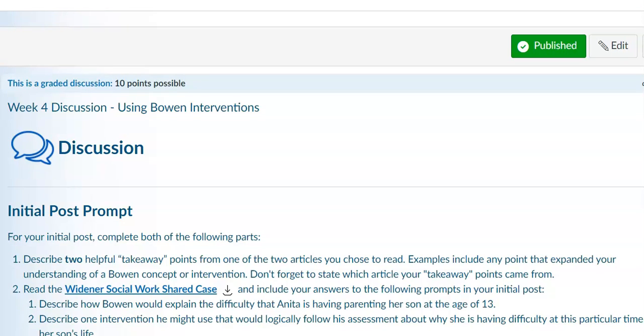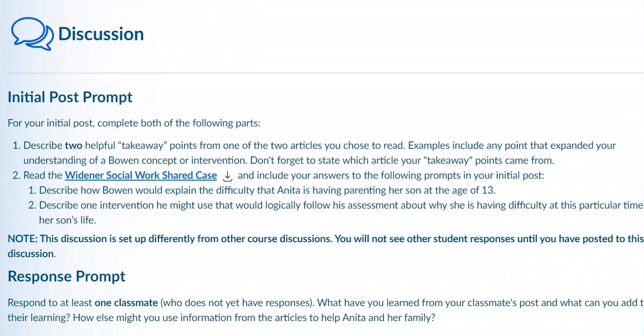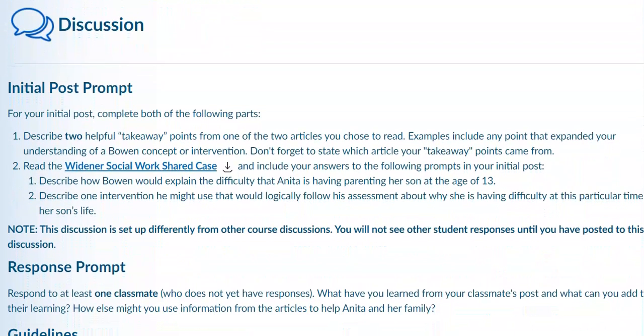In terms of learning assignments for this week, there are several. The first is a discussion, so it's to describe 2 helpful takeaway points from one of the 2 articles you chose to read. Examples include any point that expanded your understanding of a Bowen concept or intervention, and don't forget to state which article your takeaway points came from.